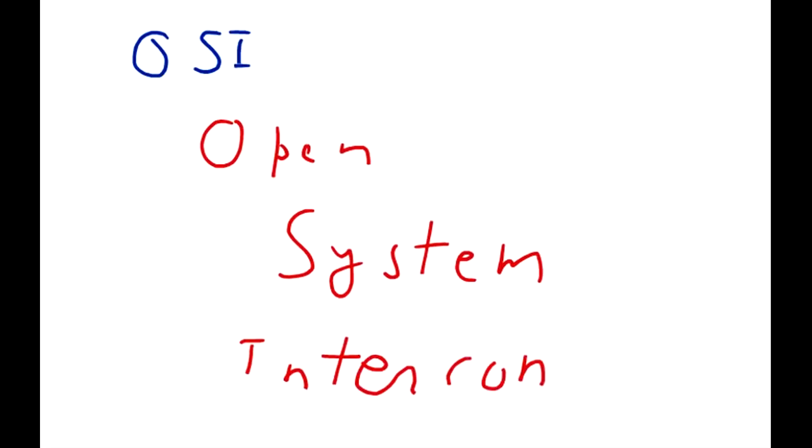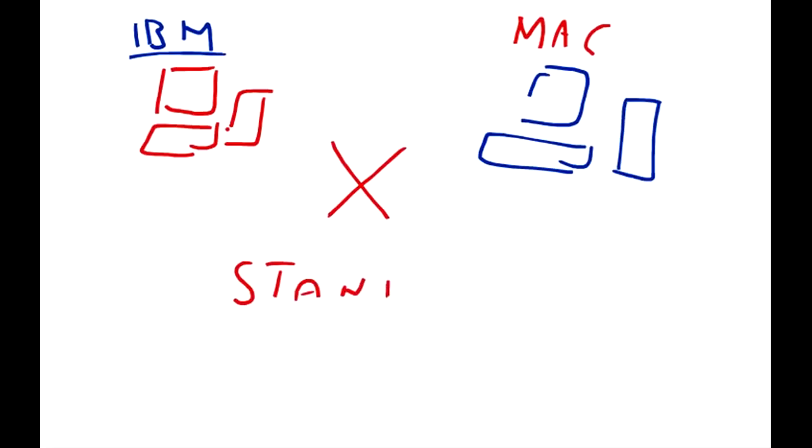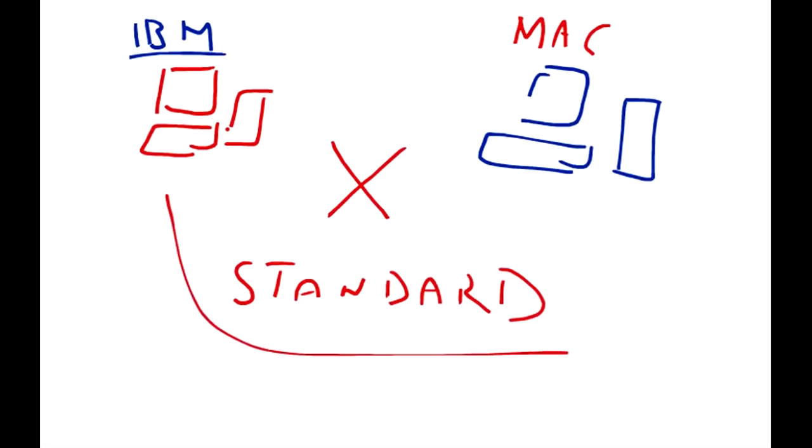A little history about the OSI model. Back in the 1970s, there were different manufacturers of computers and computer networking, and they all were using their own protocols to communicate between two devices. But the problem was that if a system was developed by IBM, then it could not communicate with a system developed by Macintosh, because there were no standard protocols available to communicate between computers by different manufacturers. So all the manufacturers decided to develop a common set of standards for communication.